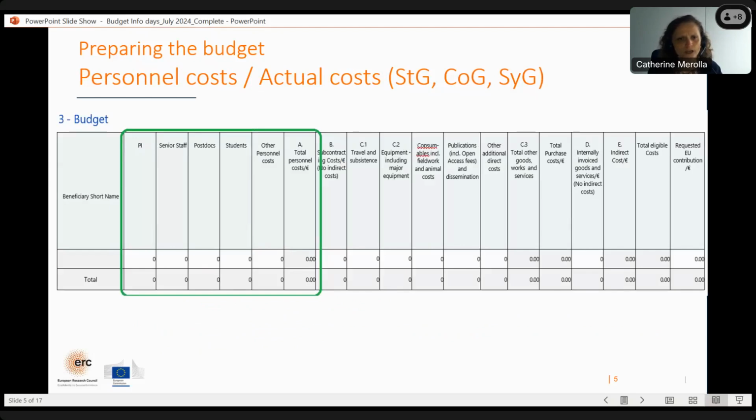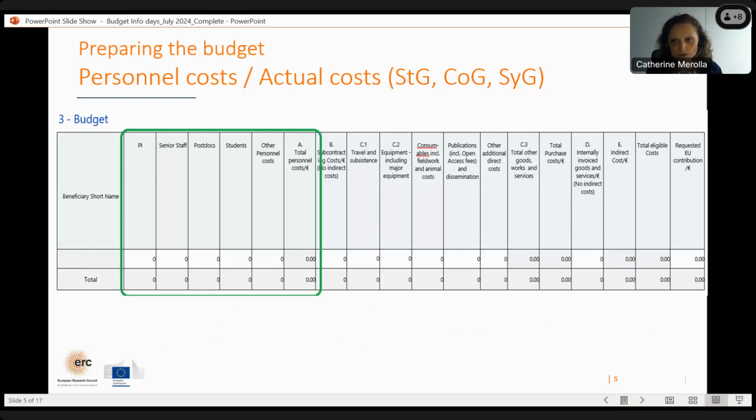So personal cost, just for you to know, you have 5 staff categories there. I just want to point to two elements. PI category, please note that it is only to budget the personal cost of the principal investigator. I know that sometimes the principal investigator will work with very senior staff, high-ranking collaborators, but the personal cost of those people should not go under that column for the PI. Then you can put it on the senior staff, for example.